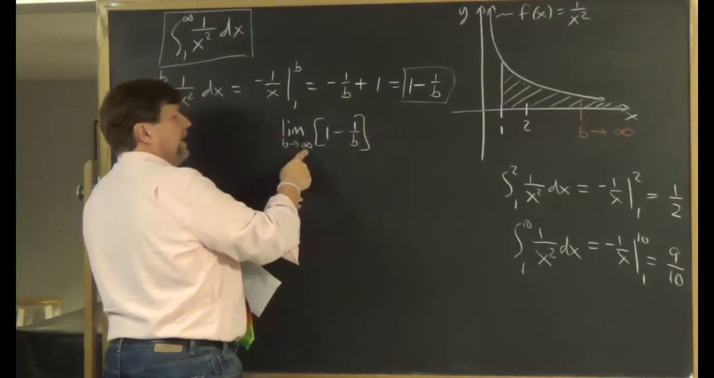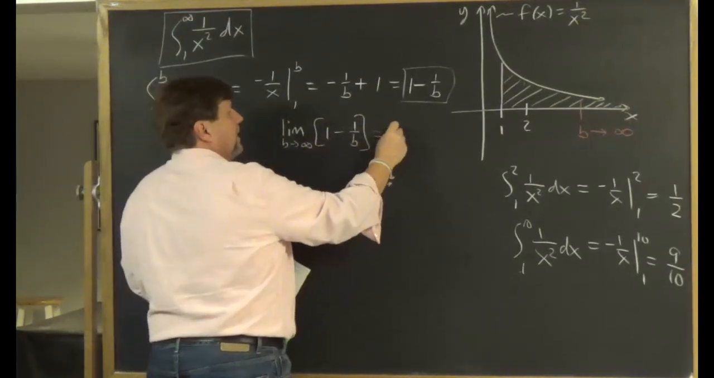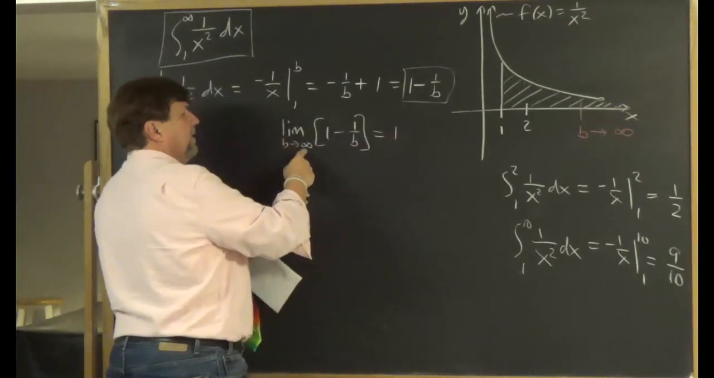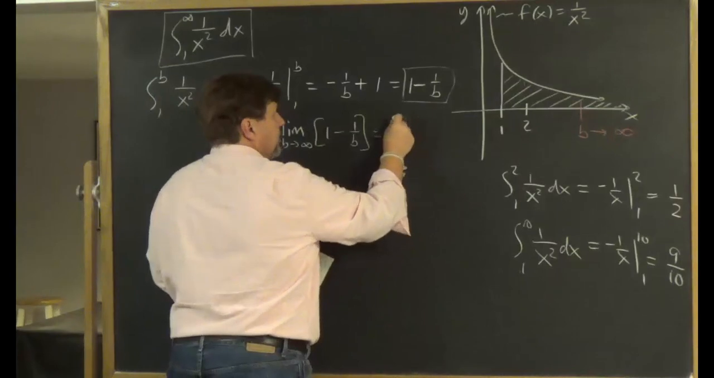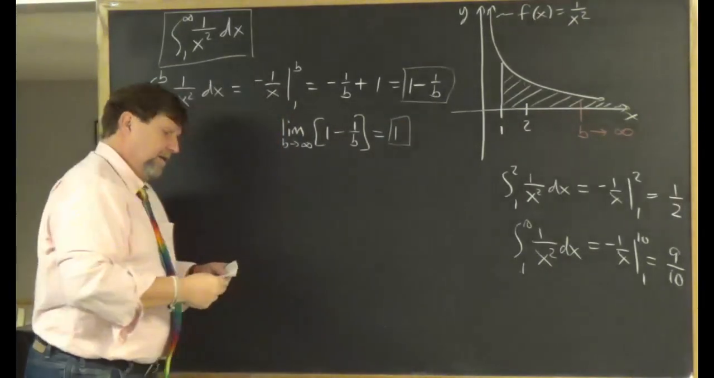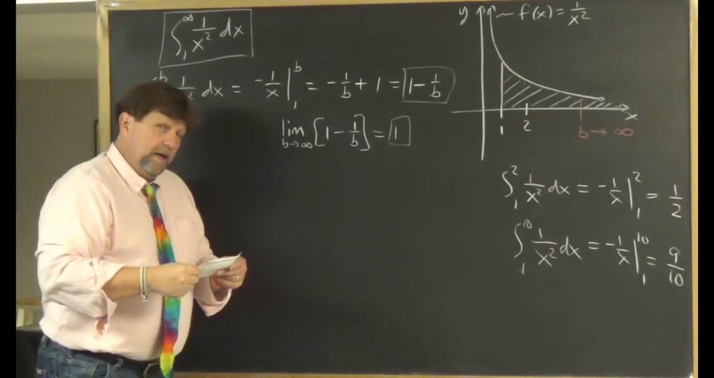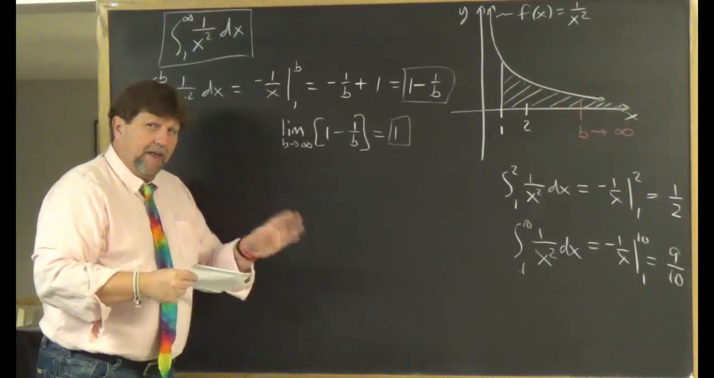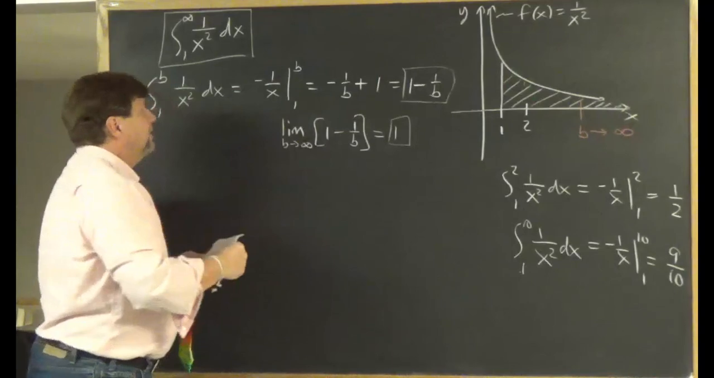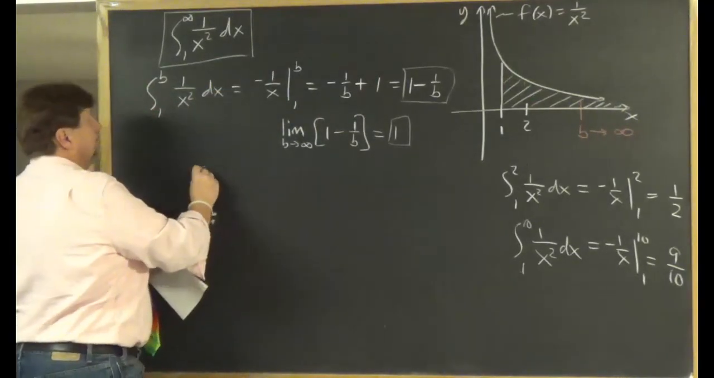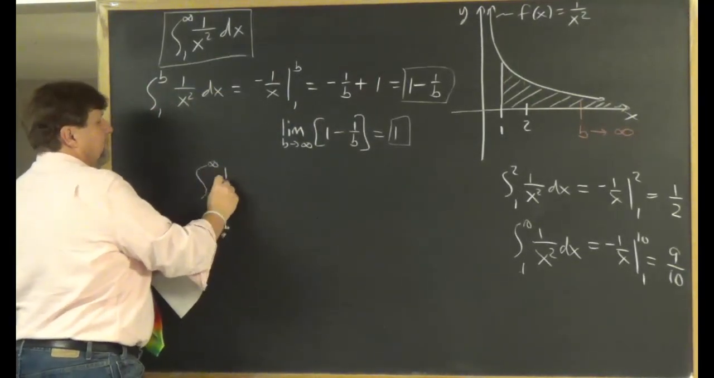And see, the limit as b goes to infinity of 1 is 1. The limit as b goes to infinity of 1 over b is 0. So this limit is 1. That's the actual area of that unbounded region. And you know, here's what we did. We looked at this. It's an improper integral.